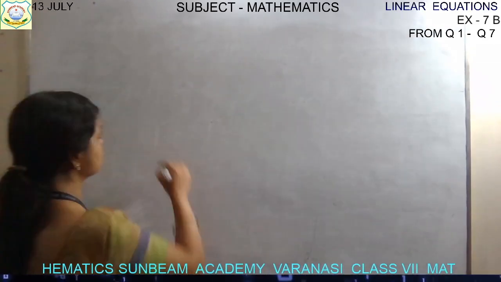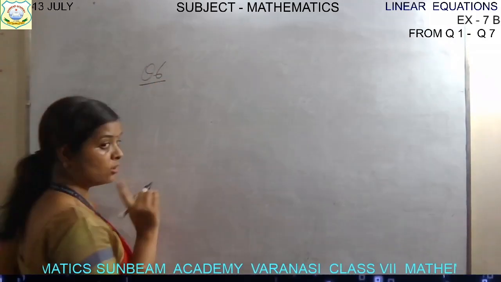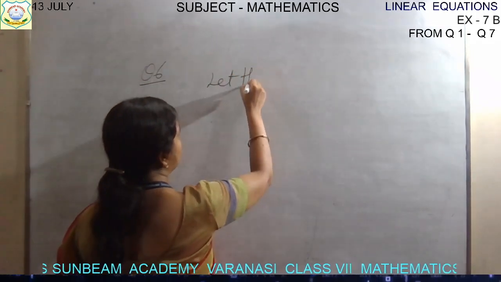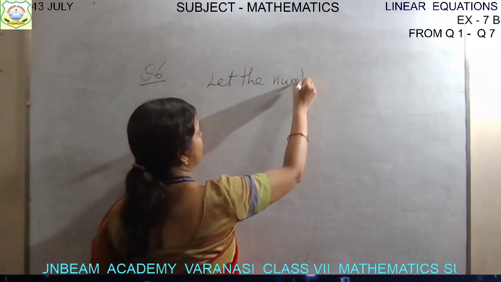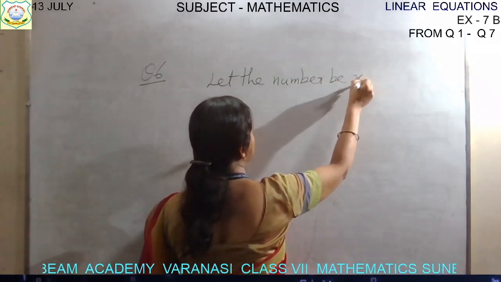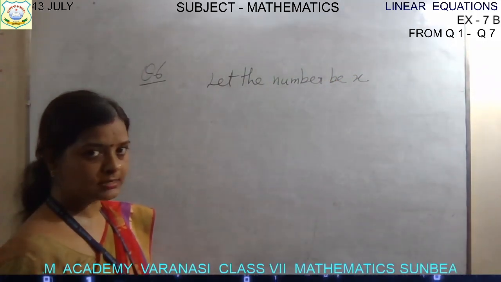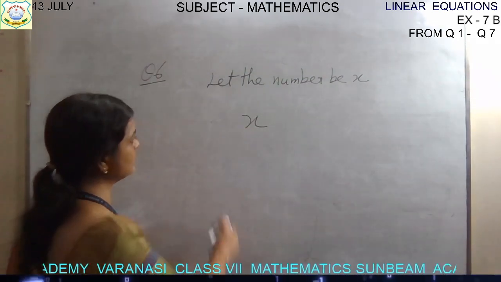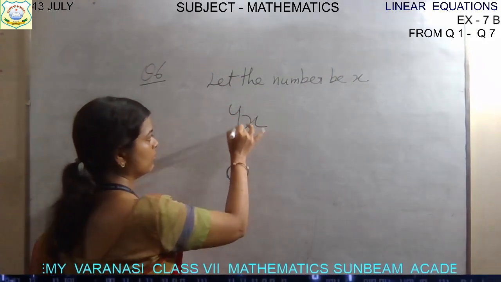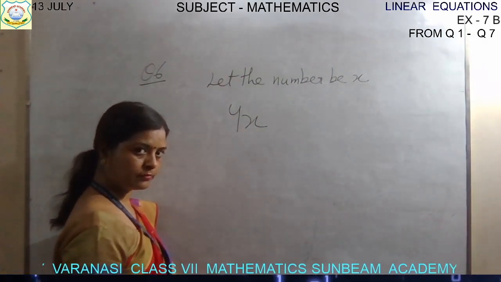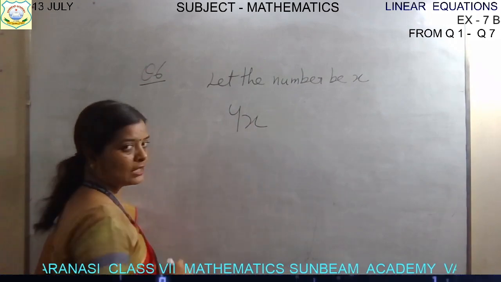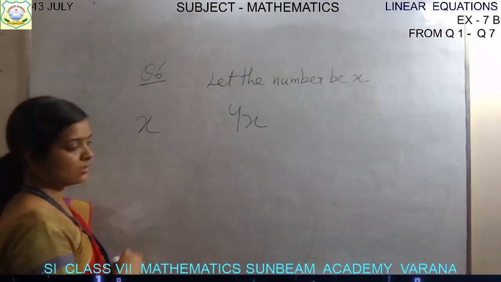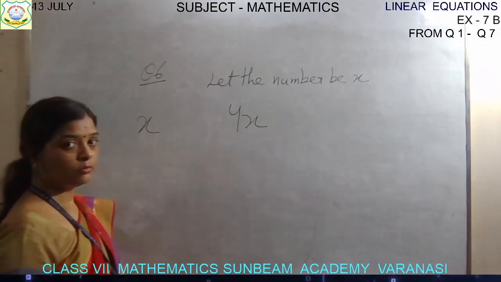It's question number 6. I will not solve it, I will only give an idea of it. Let the number be x. If that number is x, and you multiply it by 4, what will it be? 4x. First you have x, and when you multiply it by 4, it becomes 4x.